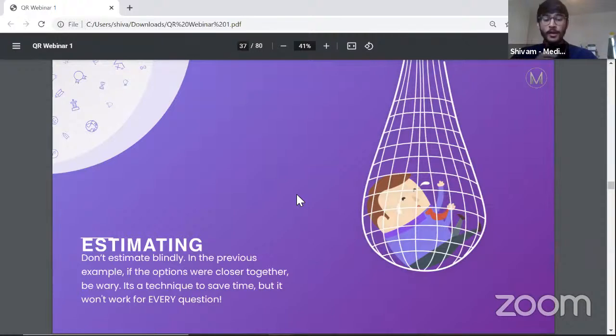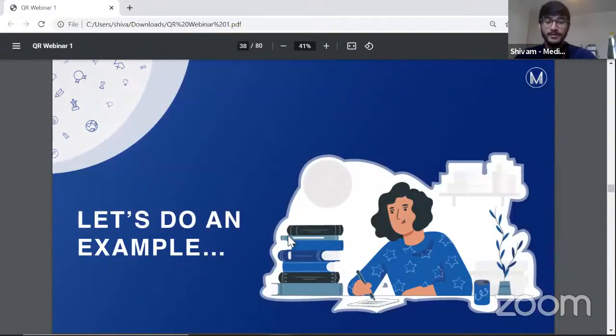So what I would say is don't estimate blindly. In the previous example, if the options were a lot closer together or they gave us particular numbers, then be very, very wary. I just want everyone to understand that estimating is something that you shouldn't be scared of, and I want everyone to have it in the back of their mind. But again, don't assume that you need to estimate every single question on the UCAT exam. Estimating should be near your forefront. You should be using it as quickly as possible, but again, not for every single question. That's where we have to start being a bit cynical in that sense.